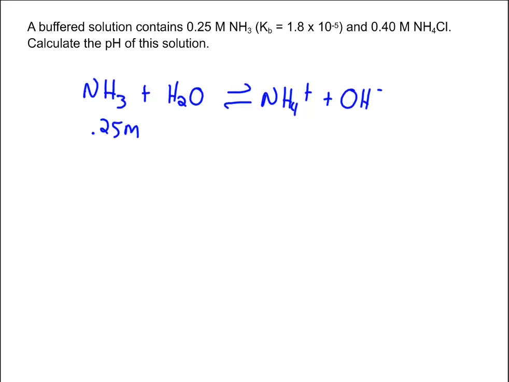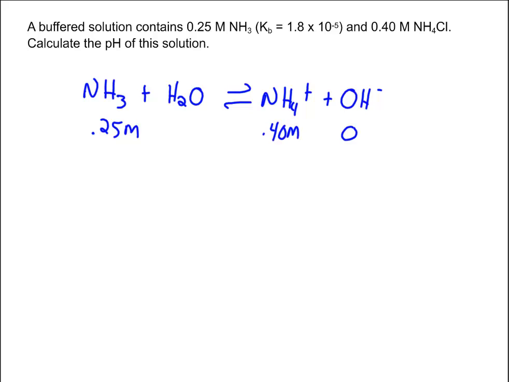If we take a look at a basic buffer, we can do pretty much the same thing, only this time we're going to be using a Kb. So we have 0.25 molar ammonia and 0.4 molar ammonium chloride, and we're supposed to find the pH. So we're going to start out the same way. If we write out the equilibrium expression, we have ammonia reacting with water, get ammonium ions and hydroxide ions. So our initial concentration of ammonia is 0.25, ammonium ions is 0.4, and this is 0.